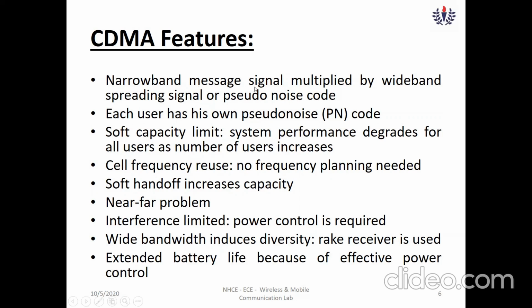Narrowband message signal is multiplied by a wideband spreading signal. The wideband spreading signal is nothing but your pseudo noise code. So this is the concept behind the CDMA technique. Each user has his own pseudo noise code. Soft capacity limit means system performance degrades for all users as the number of users increases.